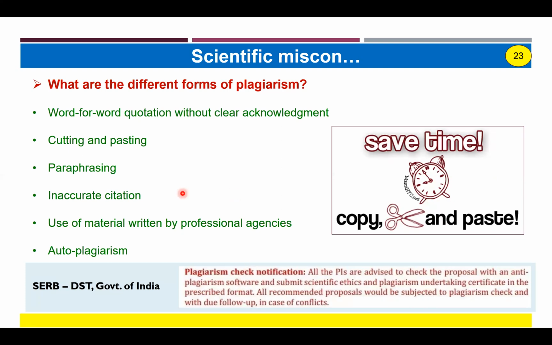Now, next is what are the different forms of plagiarism? There are many forms of plagiarism we already talked about, right? For example, cutting and pasting, which we have already talked about, word-for-word quotation taken without clear acknowledgement, inaccurate citation where you do not put the proper citation, or you give over-citation of your own work, or use materials written by a professional agency.